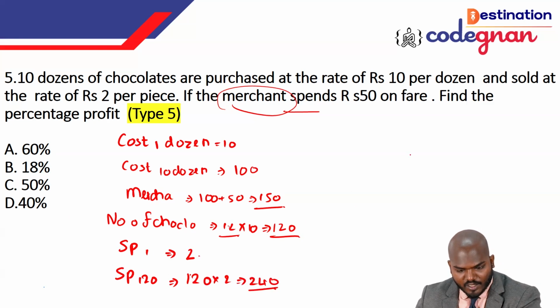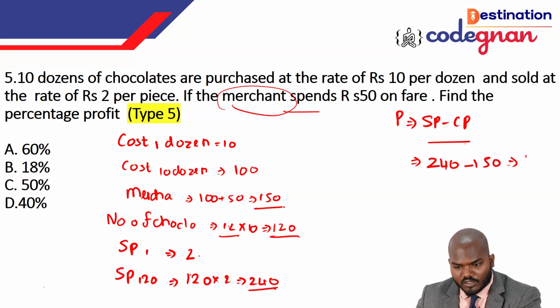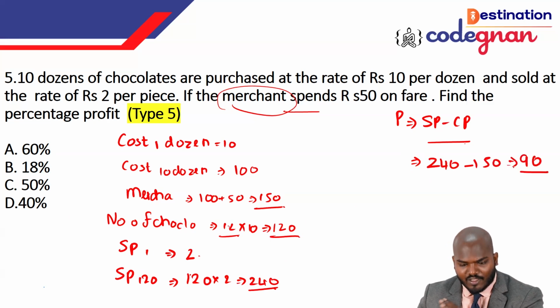And the profit is equal to selling price minus cost price. The selling price is 240, so minus 150, we can directly take it out as 90 here.